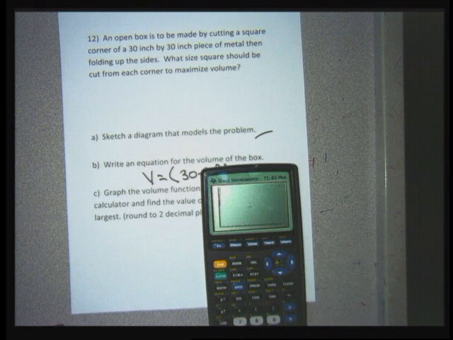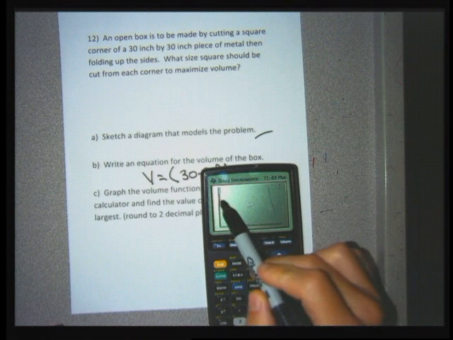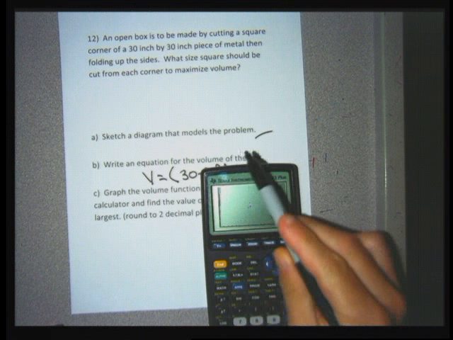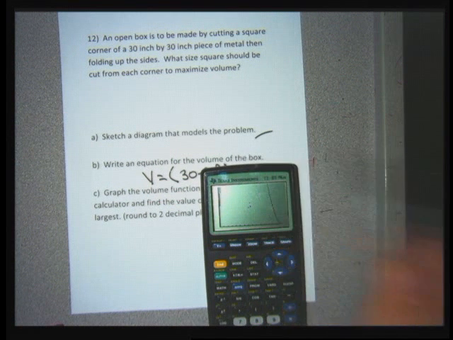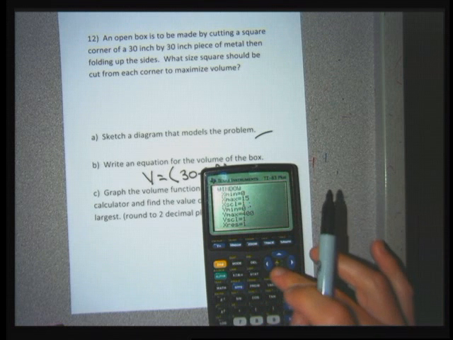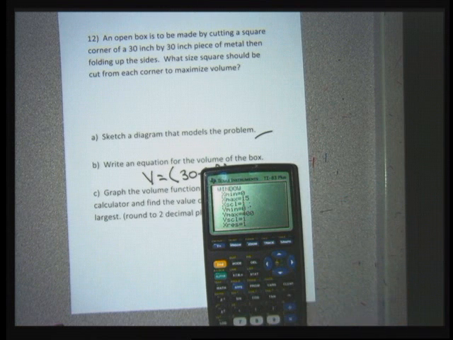So I hit my graph button, and I can see the graph goes way, way up. My y max needs to be tweaked way higher. So I'm going to hit my window button. I'm going to tack on a 0 to this y max, make it up to 4,000. It might not be the best window, but as long as I can see the maximum, there isn't a right and a wrong window. Better windows make it easier to find maximums and minimums, but this window is good enough.